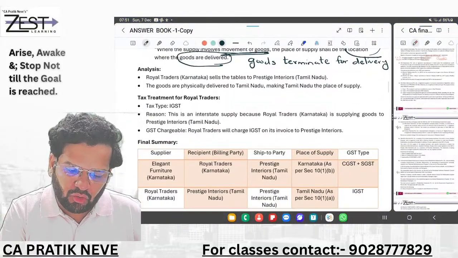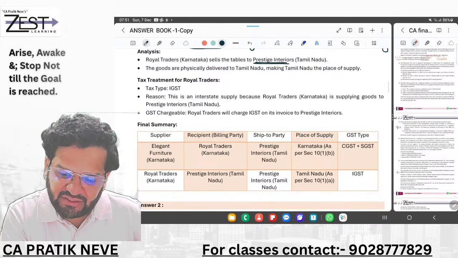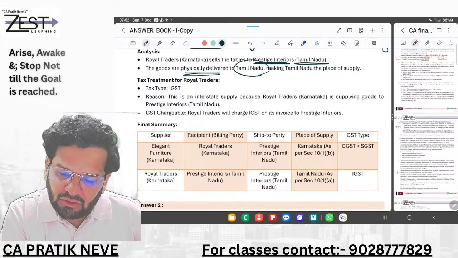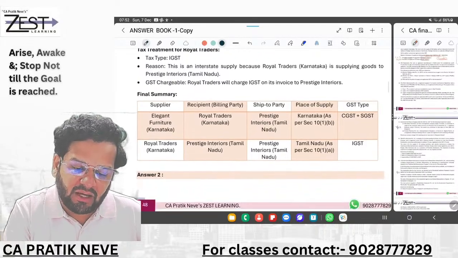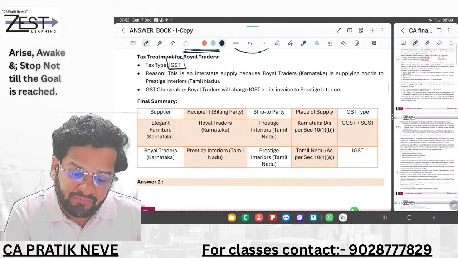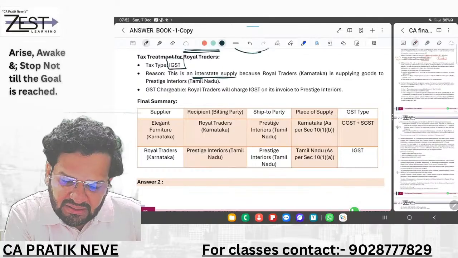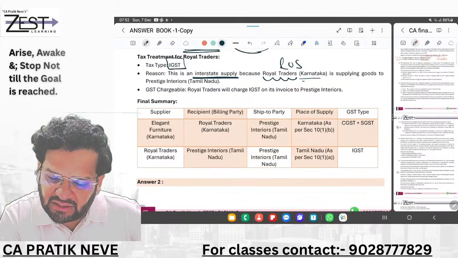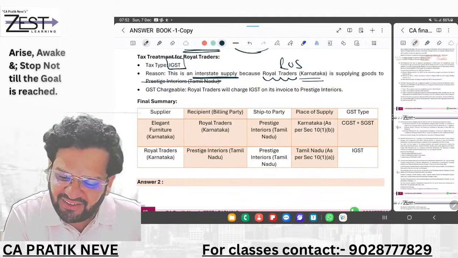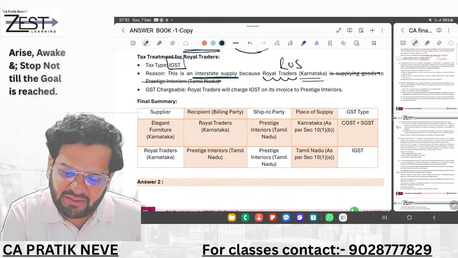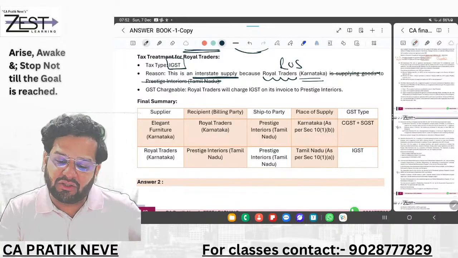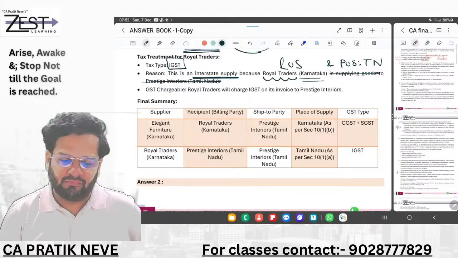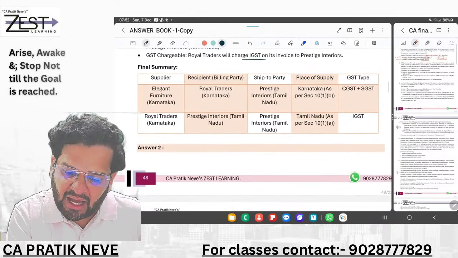Clear? So, sells goods to Prestige Interiors, Tamil Nadu. So, the goods are physically delivered to Tamil Nadu. So, place of supply will be Tamil Nadu. Now, tax type will be IGST. Okay, this is an interstate supply. LOS, means location of supplier, is Karnataka, is supplying goods. This is interstate supply because LOS is Karnataka and place of supply is Tamil Nadu. GST chargeable will be IGST.